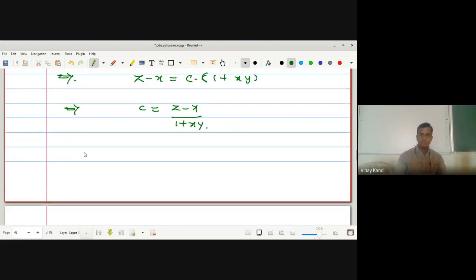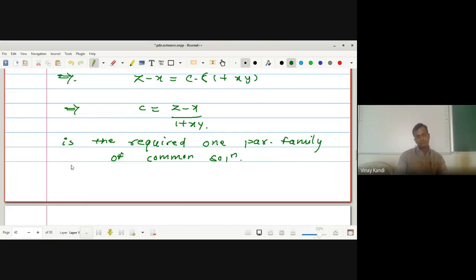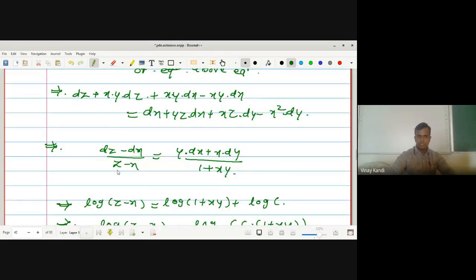Okay, one parameter family of common solution is the required one parameter family of common solution. Okay, any doubt up to here? Just simplify this, you will get (dz minus dx) upon (z minus x) is equal to (y dx plus x dy) upon (1 plus xy).